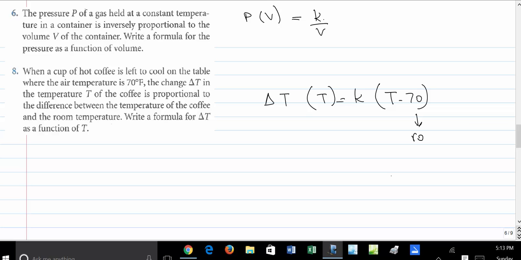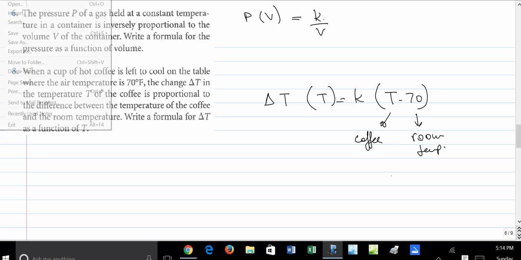This is your room temperature, and T is your coffee. So the difference between the coffee temperature and the room temperature is T minus 70, and I multiply that by K.